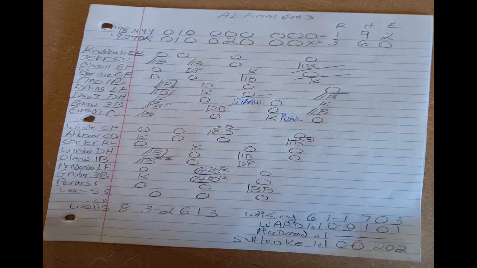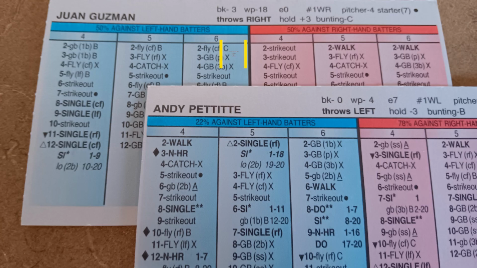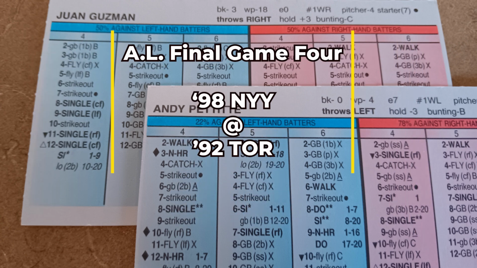You can see it was a game where the Yankees really left a lot of scoring opportunities on the table as they get 1 run in a game where they had 9 hits. So the Toronto Blue Jays, through 3 games in this best of 7, have a 3-0 series lead on the '98 Yankees. Now, as we move on to game number 4, I have Andy Pettitte on the mound for the '98 Yankees and Juan Guzman for the '92 Toronto Blue Jays.